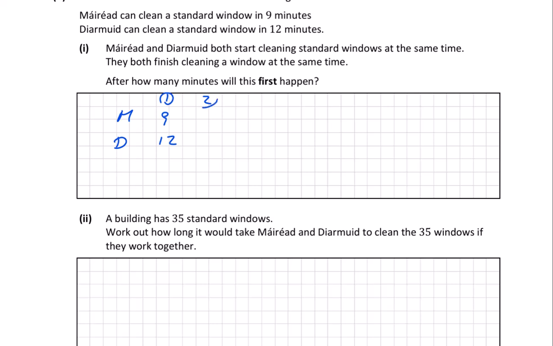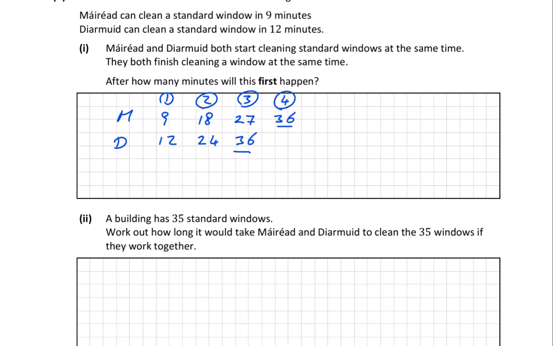Take window number 2 then. Mairead will be finished in 18 minutes. Dermot will be finished in 24 minutes. We take window number 3. Mairead will be finished in 27 minutes, another 9 minutes added on. And then Dermot will be finished in 36 minutes. If we take window number 4, Mairead will be finished in 36 minutes. And actually we can see that Dermot will be finished window number 3 in 36 minutes.